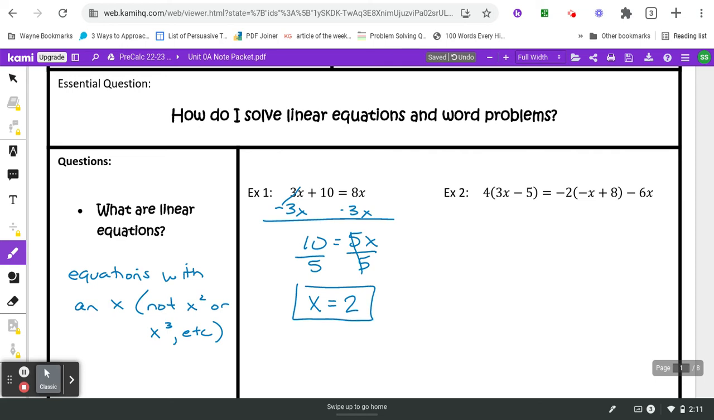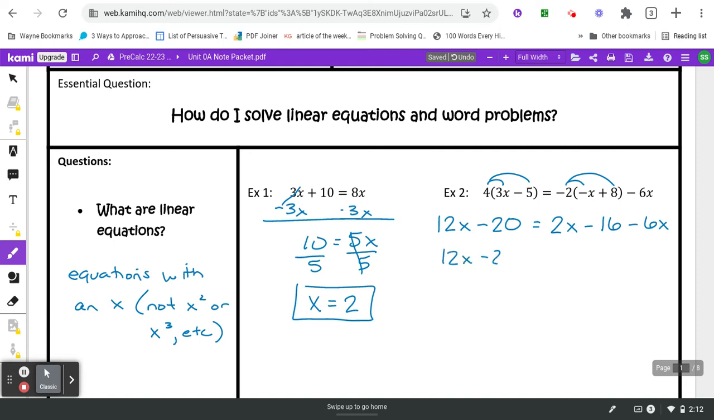For the second problem, we're going to do something called distributing. You've probably seen that before. We're going to multiply 4 times 3x, 4 times negative 5, negative 2 times negative x, positive 2x. Multiply again, negative 16, and then this negative 6x is at the end, not in parentheses, so bring it down. And then I'm going to combine like terms.